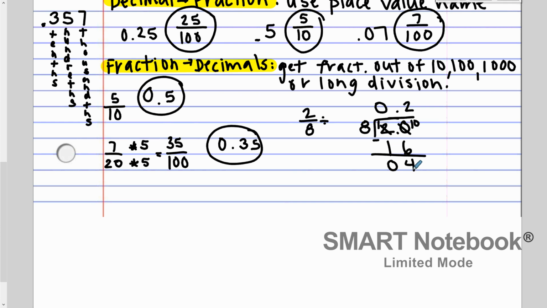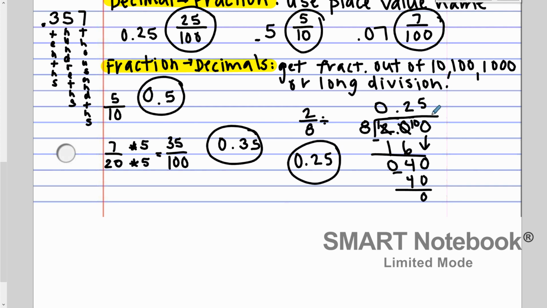Again, since we have a remainder, we have no more numbers to bring down. We can add another 0 after that decimal. Because remember, 2.0 is the same thing as 2.00. Once we add that 0, we can then bring it down. 8 can go into 40 5 times. 5 times 8 is 40. We're left with a 0 remainder, no numbers to bring down, so our decimal is 0.25.